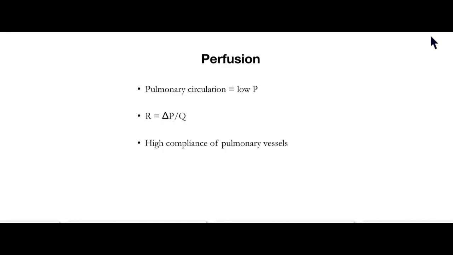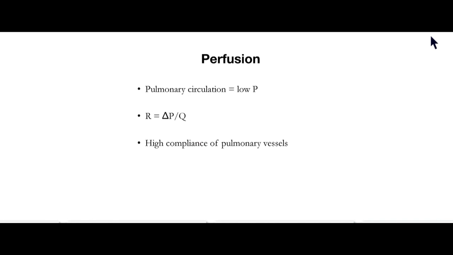Perfusion itself, specifically, we're going to look at the pulmonary circulation. We talked already about how it has a low pressure. Your pulmonary vessels are a little shorter, they're also a little wider, so the resistance is lower. If the resistance is lower, you don't need as high a pressure in order to move that flow through at the same rate.